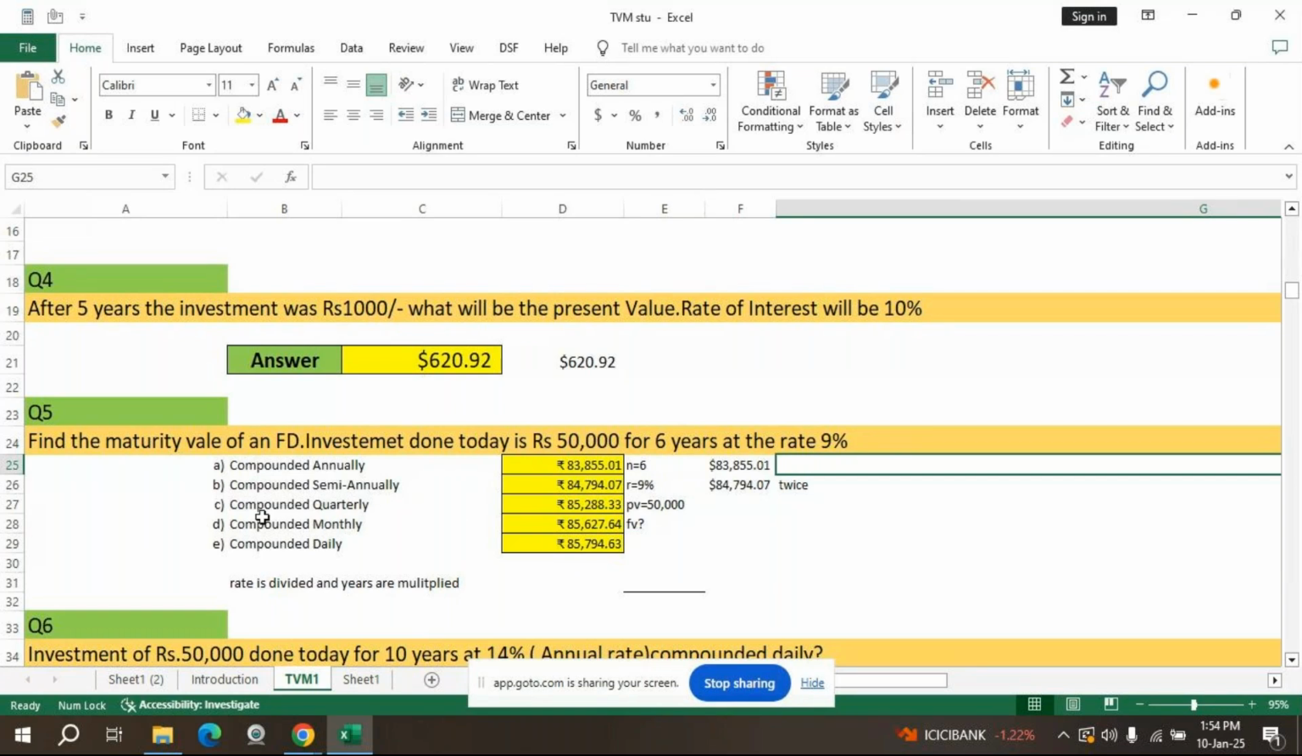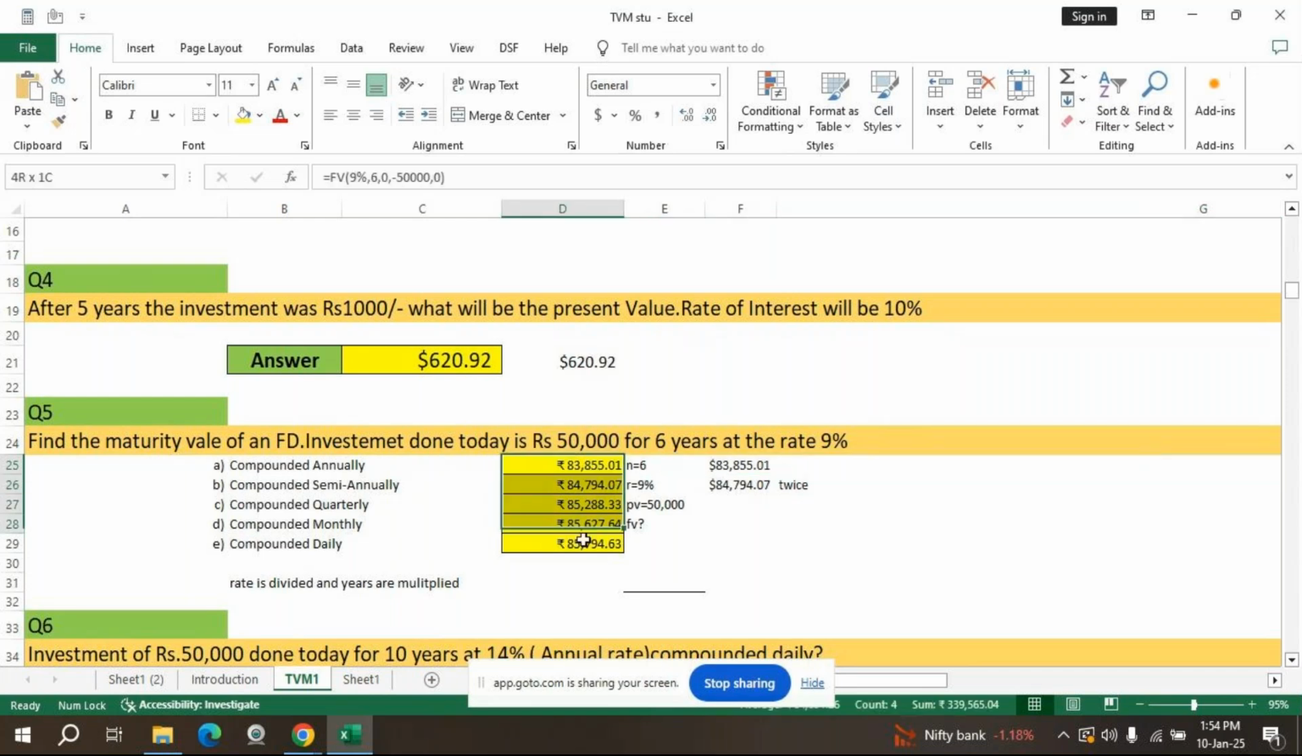Compounded quarterly means four times, right? Four times the interest will be added to the particular investment amount. Monthly means every month, so per annum it will be 12 times. Then compounded daily is nothing but 365 times it will be multiplied. So that is why we will calculate all of these.